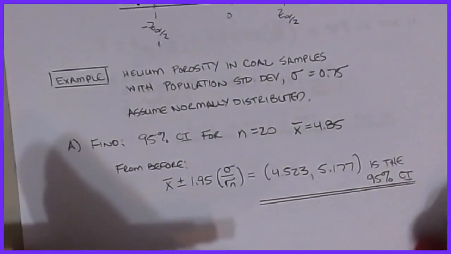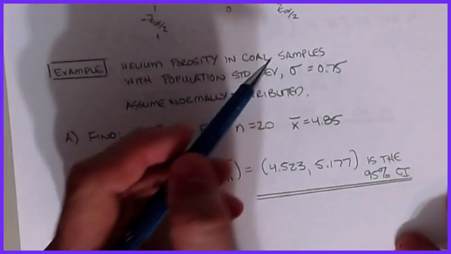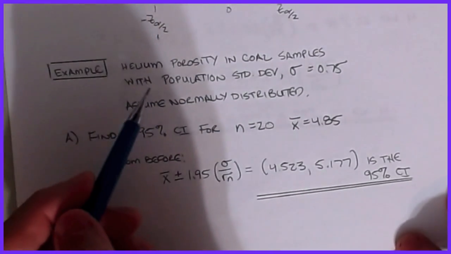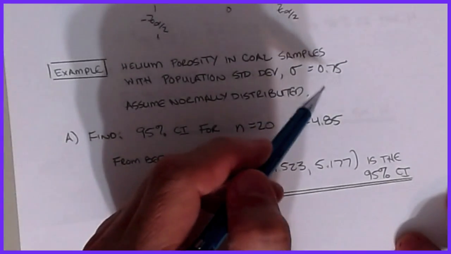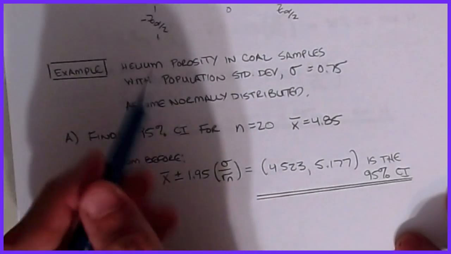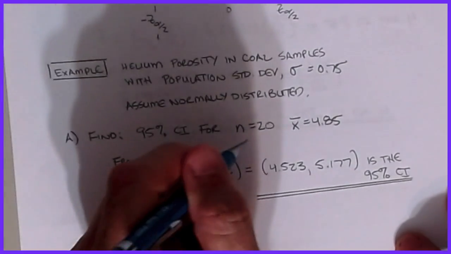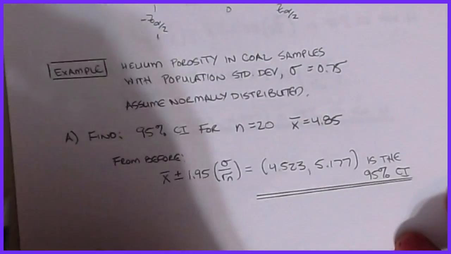I'll give you a sense of what the numbers are doing. It's very easy, very straightforward. We're going to look at helium porosity in coal samples with a population standard deviation sigma equal to 0.75. We're going to assume it's normally distributed, and we're just going to run some cases here. The first one I want to do is find the 95% confidence interval for n equals 20 and x bar equals 4.85.